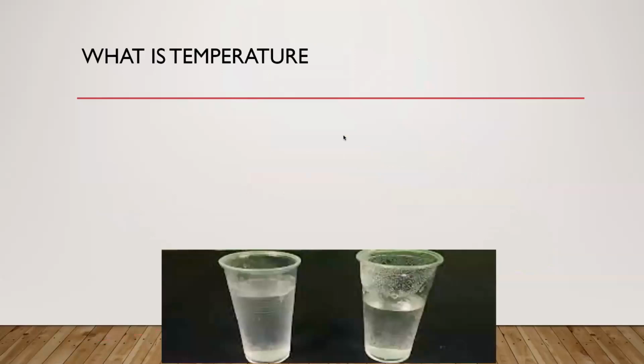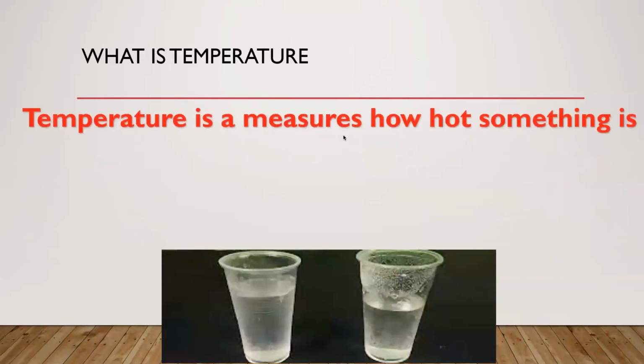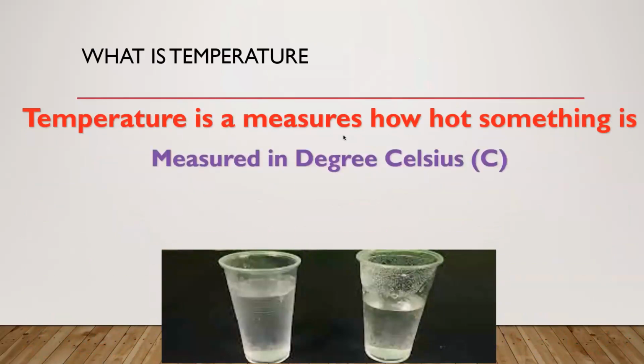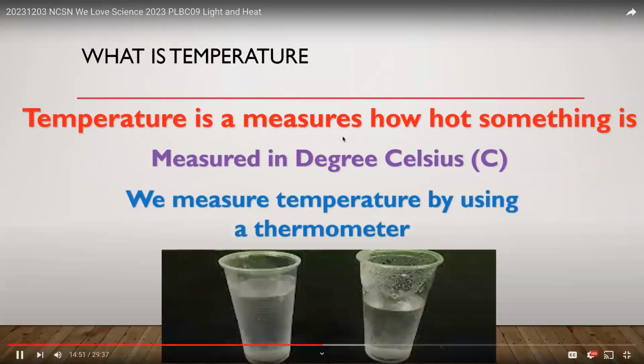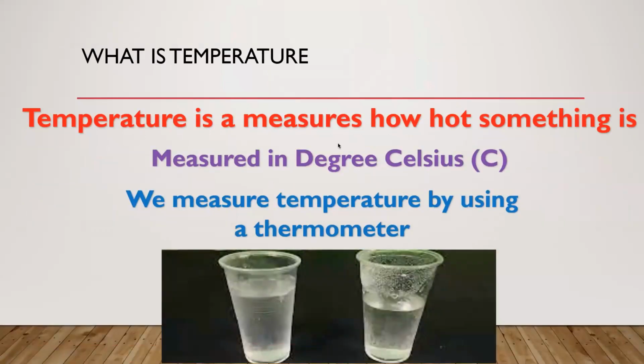So when we look at heat, we always look at the temperature. Temperature is a measure of how hot something is. It is measured in degrees Celsius. Take a look at the picture of two cups that you can see here. Which one is hotter? We can feel which cup is hotter by touching the cups. However, we can also measure the temperature of the water by using a thermometer.